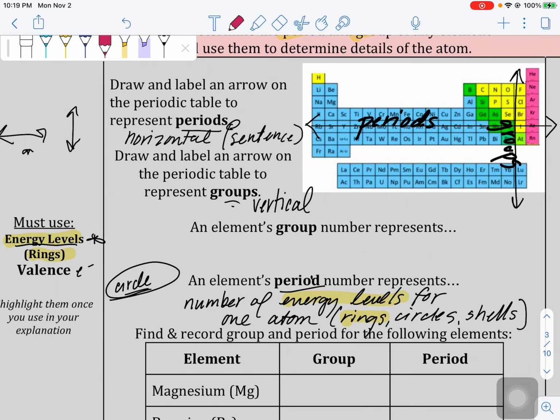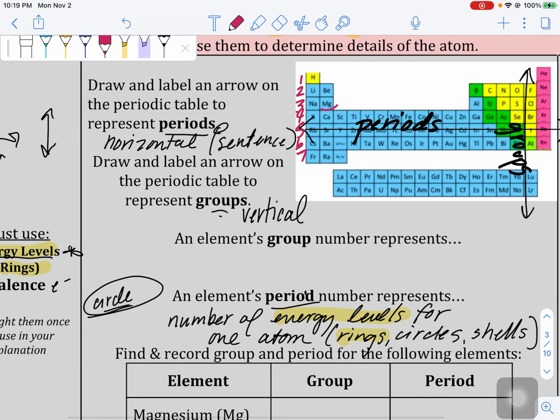So periods are running down the side. So if I'm looking at magnesium, it's got 3 energy levels for period 3. Or bromine over here has 4 for period 4. Going across the top, 1, 2, 3, 4, 5, 6, 7, 8. Those are our group numbers.